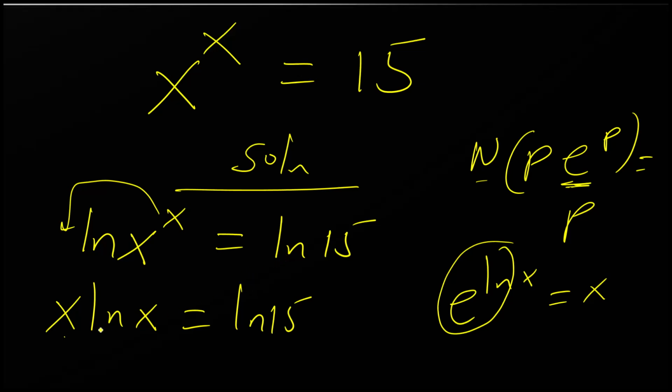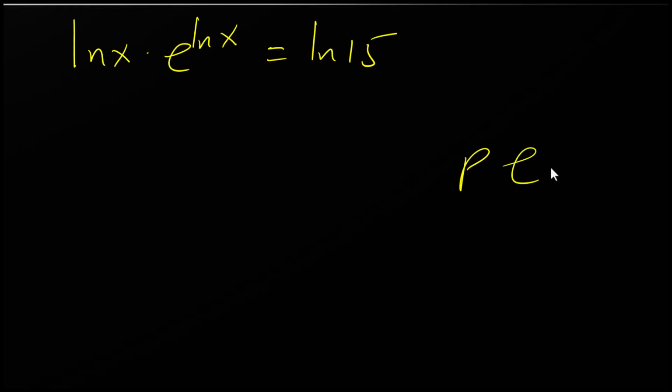Okay, so what I'm going to do here is to rewrite this x, since x can be written as e raised to ln of x. So let me write the ln of x times e raised to ln of x equals ln of 15. Now check this, p times e raised to p. So what is here must be equal to this. Now let's check this one and that they are equal.